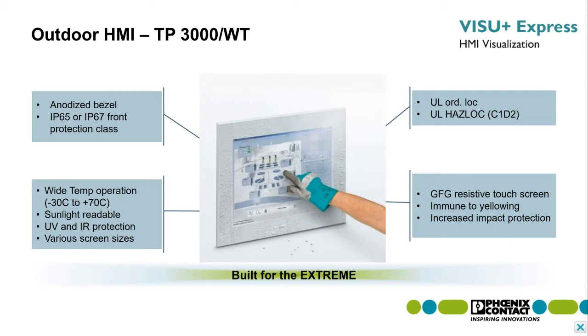So this can be directly outside in those robust areas, and it has a unique touchscreen technology, which is called the glass film glass resistive touchscreen. So you can use those heavy duty gloves and not worry about the UV deterioration from the sunlight, like some of the other resistive polyester film HMI touchscreens that we have in our portfolio.